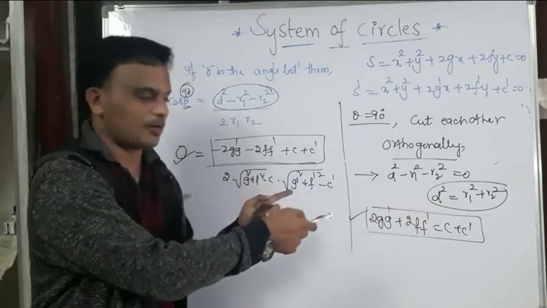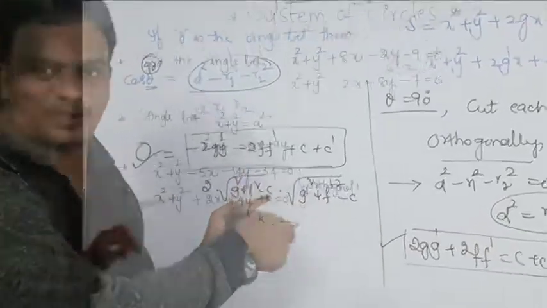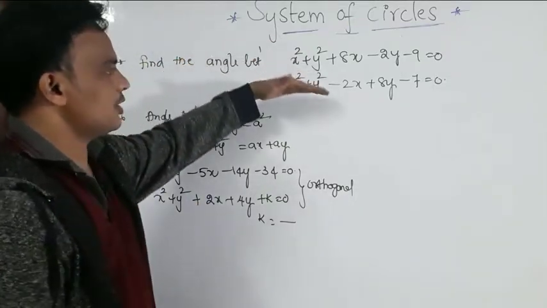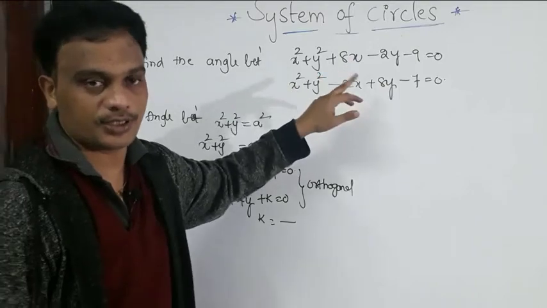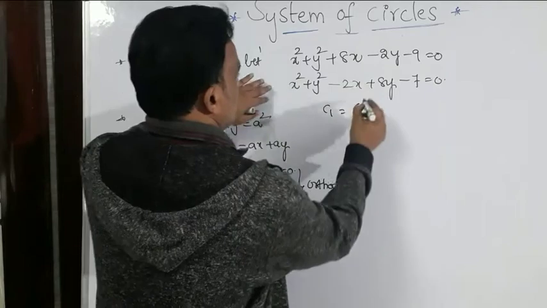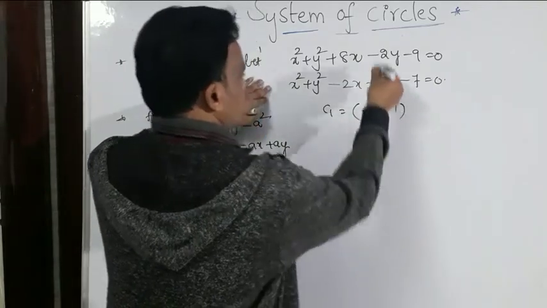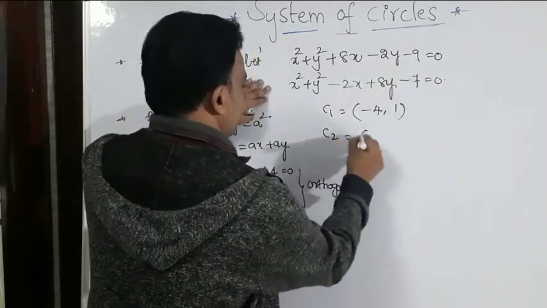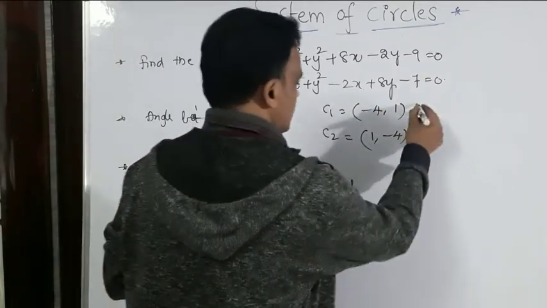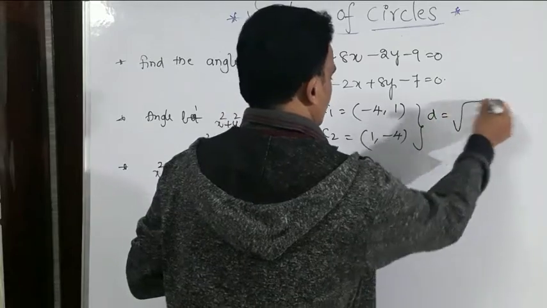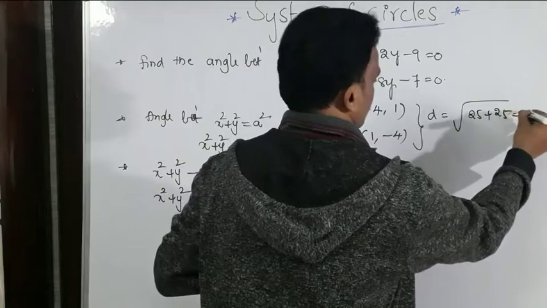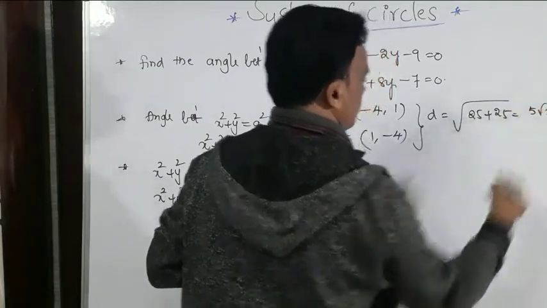So, we will discuss some problems based on these concepts. Yes, so let us discuss some problems. Find the angle between the two circles. They have given two circles. Okay, let us see. What is the center of the first circle? It is (-4, 1). And the center of the second circle is (1, -4), and what is the distance between them? d is the square root of 25 plus 25, which is 50. So, it is 5 root 2.